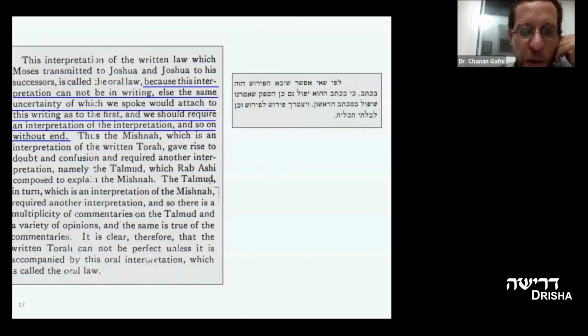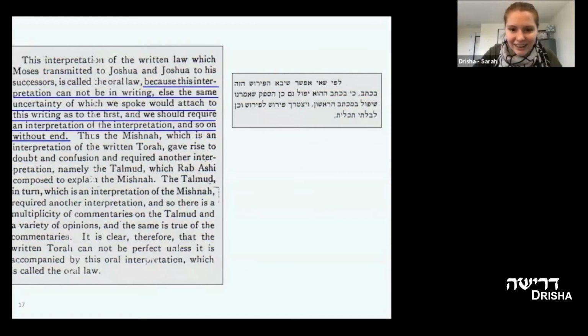This interpretation of the written law, which Moses transmitted to Joshua and Joshua to his successors, is called the oral law, because this interpretation cannot be in writing, else the same uncertainty of which we spoke would attach to this writing as to the first, and we should require an interpretation of the interpretation, and so on without end.